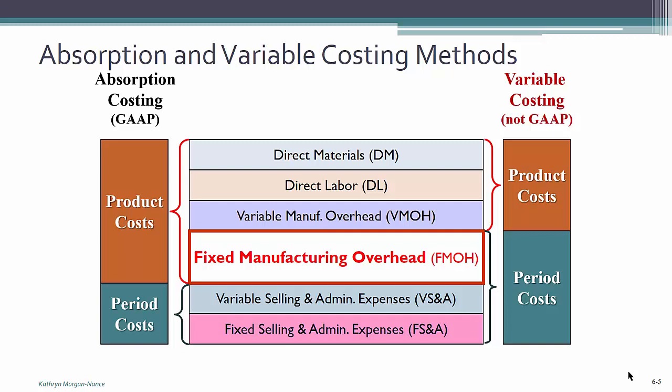Variable costing may be used to evaluate the performance of managers, products, and divisions. And finally, please note that under both methods, selling and administrative costs are accounted for as period costs. They are always expensed on the income statement in the period they are incurred.